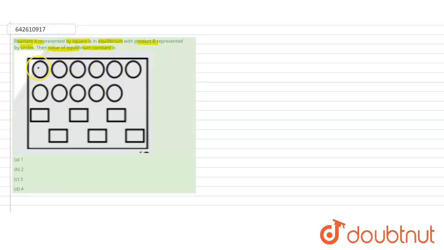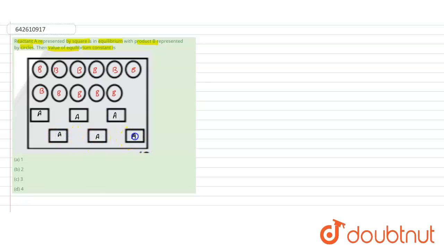So I can say this is our B. These all circles are B, and they are all in equilibrium with A. So these B are the particles of the product. And these are reactant A. So this is reactant A, this is reactant A, and this is also reactant A.